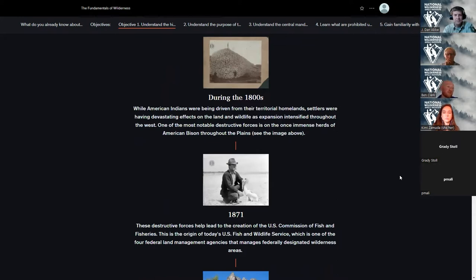Okay, so these destructive forces help lead to the creation of the U.S. Commission on Fish and Fisheries. And this is the origin of today's U.S. Fish and Wildlife Service, which is, not to get ahead of ourselves, one of the four federal land management agencies that currently manages federally designated wilderness areas.